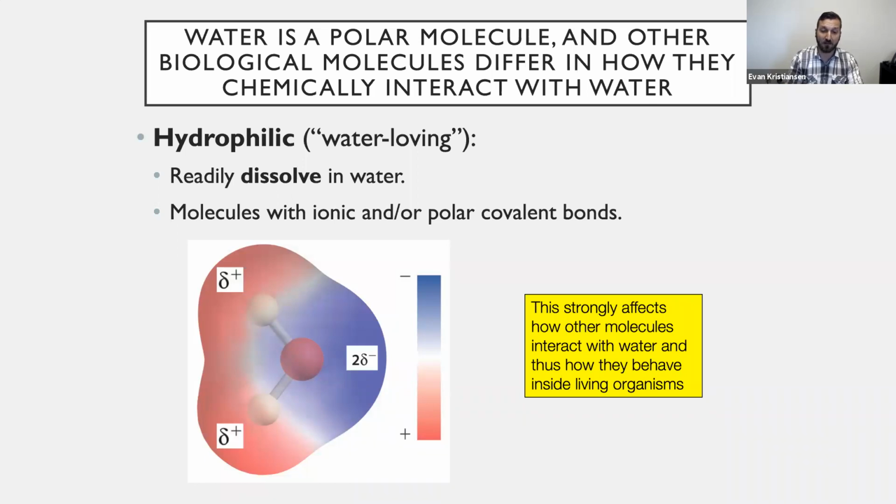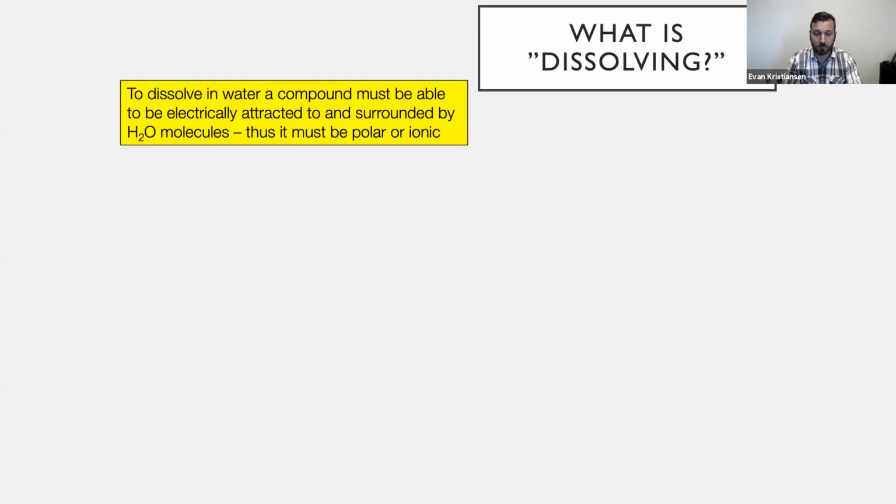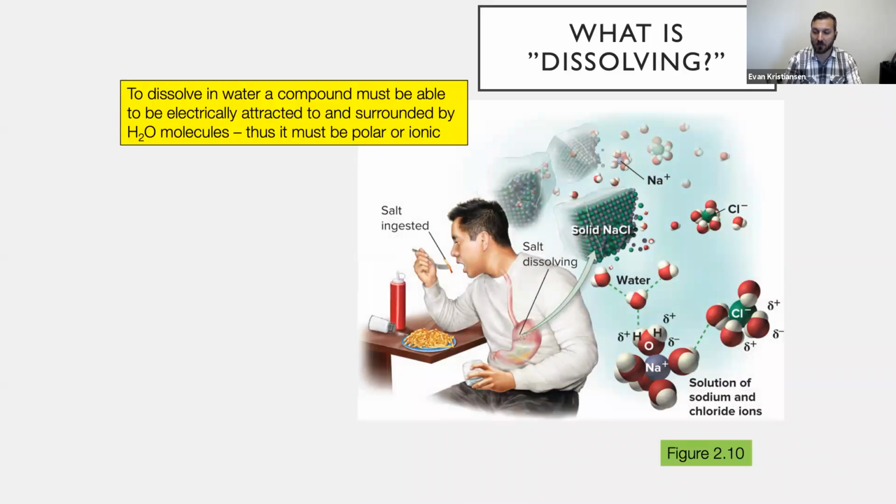So if they have positive and negative components, like ionic bonded molecules do, or if they themselves have polar covalent bonds, they can more readily interact with something that's polar. Like attracts like in biology as well. So we just said that water can dissolve things, but what does that really mean? What does it mean for water to dissolve things?